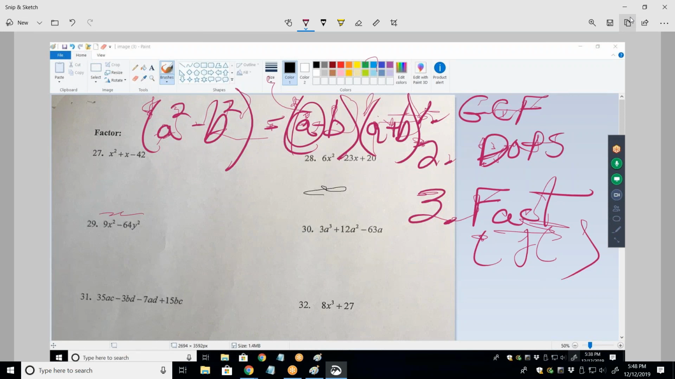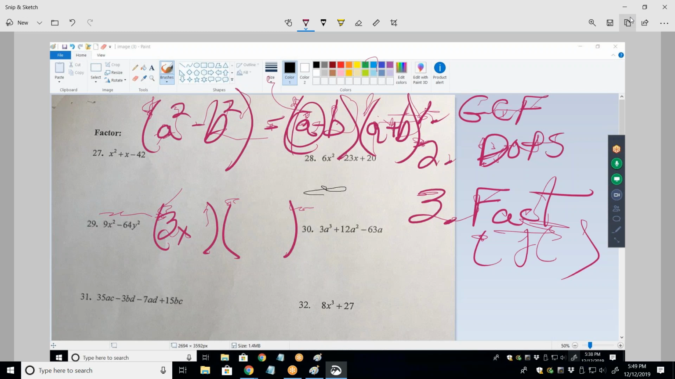So the way you're going to do this one, you're going to take the square root of 9x squared, because 9x squared is a perfect square. What's the square root of 9x squared? 3. 3 times 3 is 9. In other words, it's not 3, you're close. It's 3x. 3x times 3x is 9x squared.